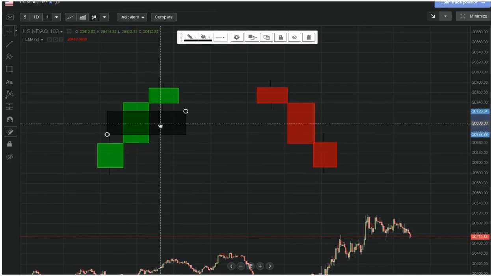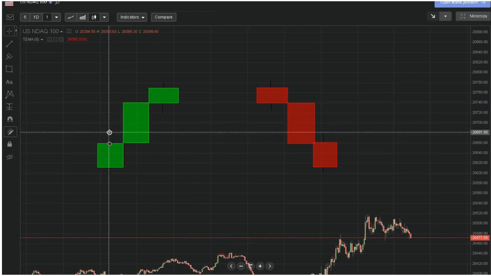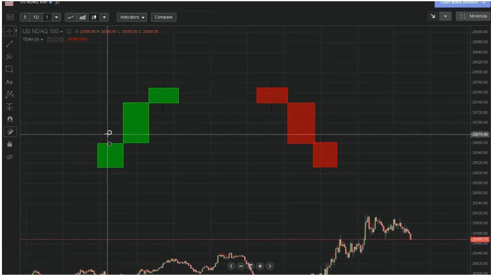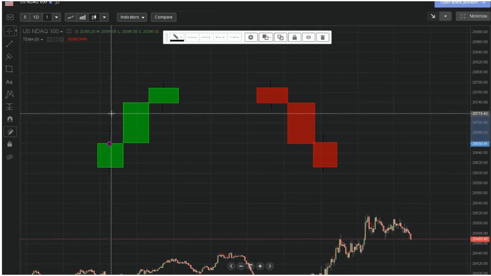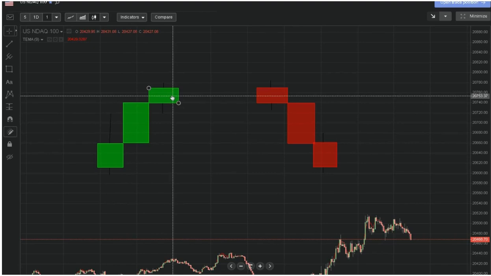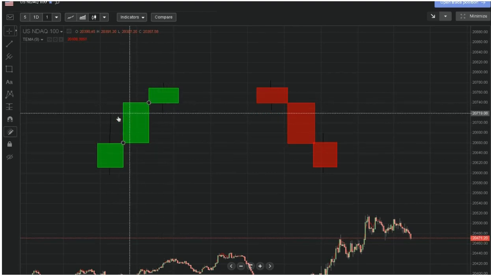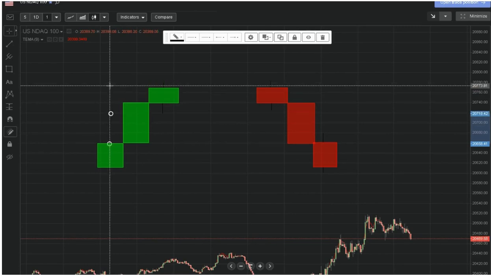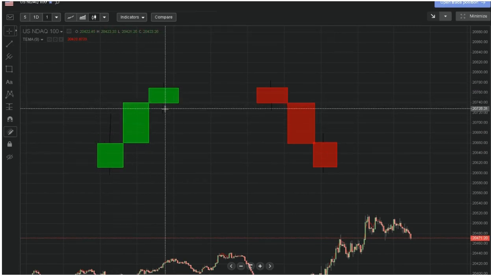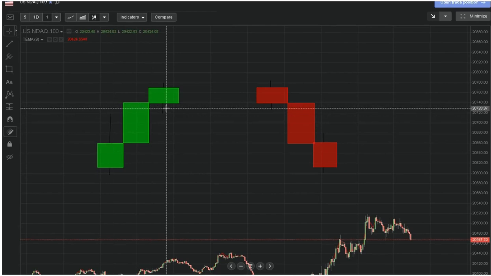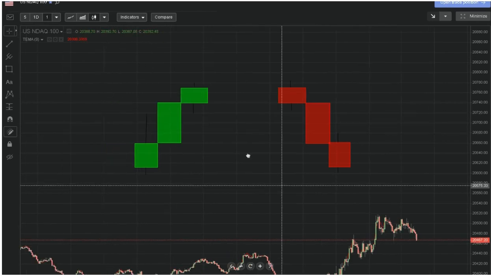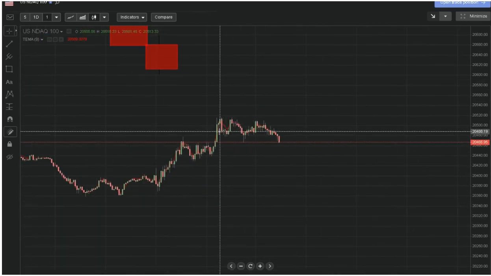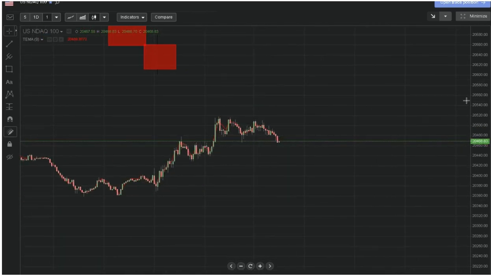Okay, so now I will show you what is not legit and what we don't state as a fair value gap. If there is not a gap between these two candles' wicks, that means this is not a true imbalance. If these wicks touch each other, that means it's not a legit imbalance. Now I'm going to show you in the market.